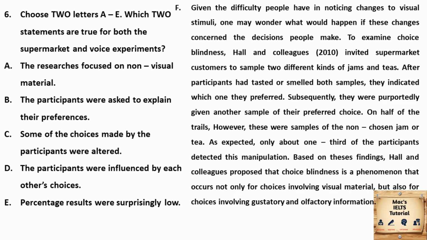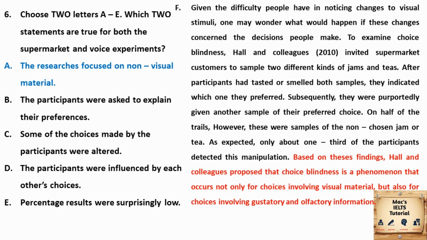Before reading the para, we shall first go through the first feature that is given in the question. The researchers focused on non visual material. When we glimpse through the para, it states that based on these findings, Hall and colleagues propose that choice blindness is a phenomenon that occurs not only for choices involving visual material, but also for choices involving gustatory and olfactory information. Hence, we can come to the conclusion that feature A matches with the information given in para F.